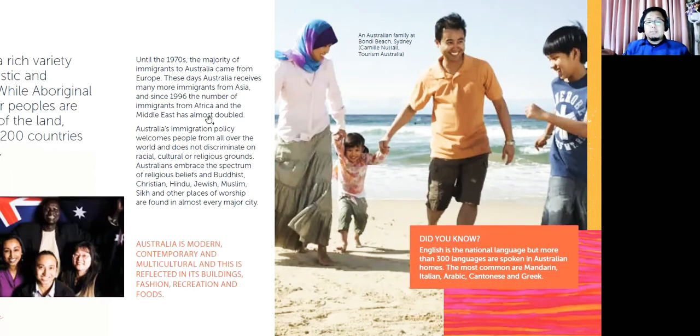Kebijakan imigrasi Australia welcomes people from all over the world and does not discriminate on racial, cultural, or religious grounds. Australians embrace the spectrum of religious beliefs. Buddhist, Christian, Hindu, Jewish, Muslim, Sikh, and other places of worship are found in almost every major city.